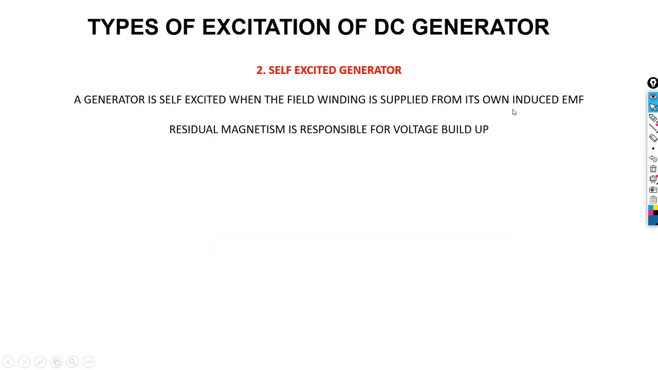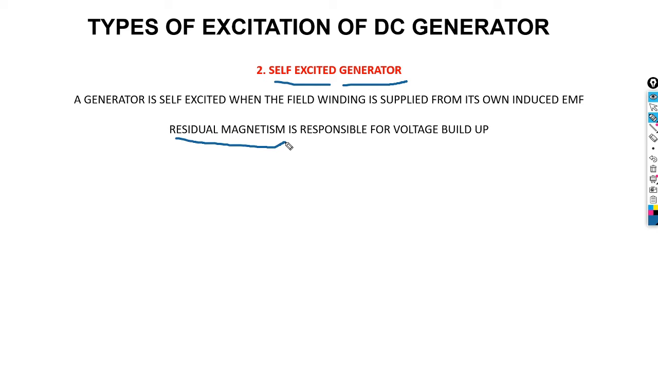And therefore we're going to look at the types of excitation of DC machines, and the most used and most common one is the self-excited generator. The self-excited generator is possible when the field winding is supplied from its own induced EMF, so you don't need an external source, and it's possible because of the residual magnetism. How do we generate a residual magnetism? First of all, you start with your separately excited, so that you can have some residual magnetism, and then you can do a self-excited generator.